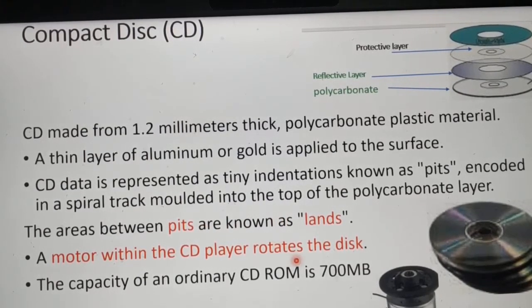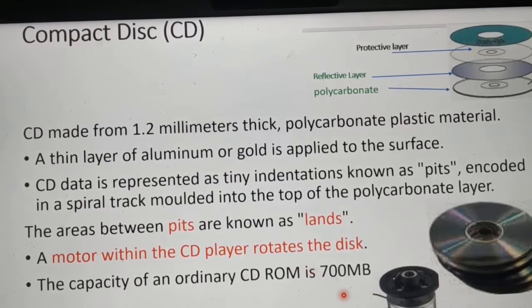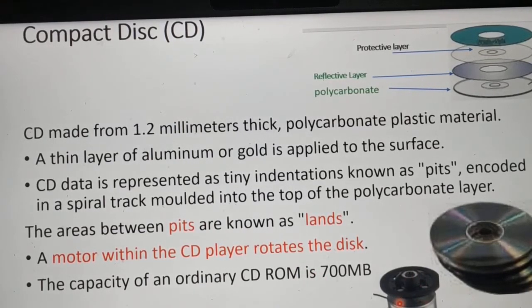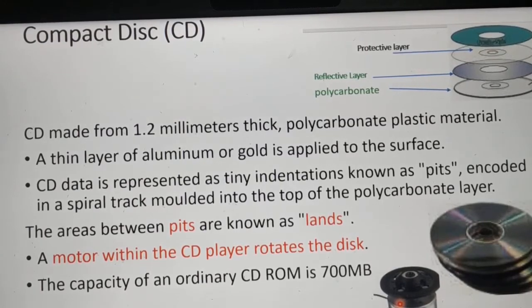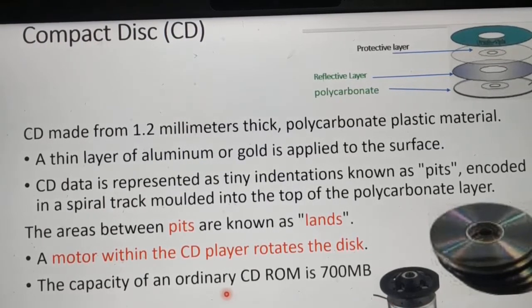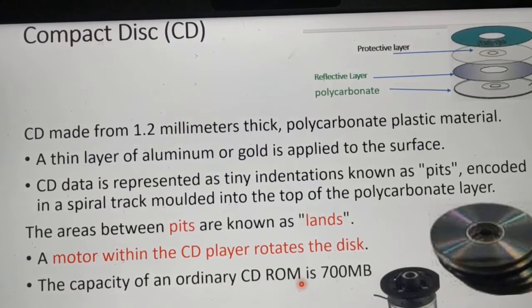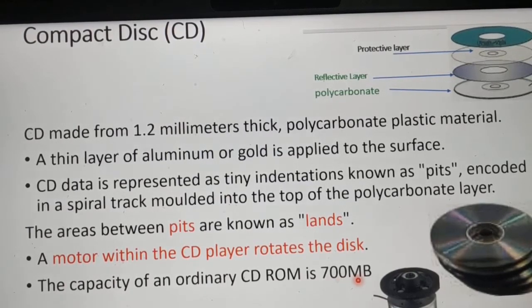Here we have a CD player. In the CD player we have a motor. This is the image for the motor. The motor is used to rotate the disc. Now here given the maximum capacity of CD-ROM is 700 MB.